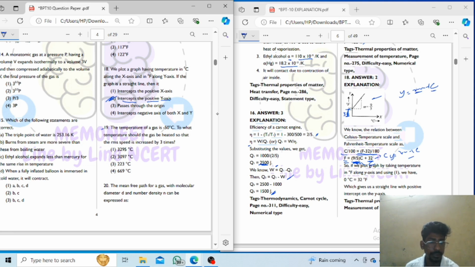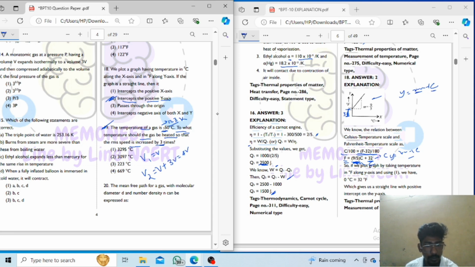Okay, question number 19. The temperature of gas is minus 50 degrees Celsius, that means it is equal to 223 Kelvin. To what temperature should the gas be heated so that the RMS speed is increased by 3 times? The first RMS speed V1 is V, and V2 will be equal to V plus 3 times V. That means it will become 4 times V.